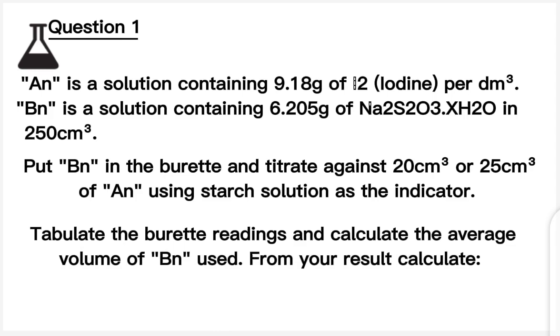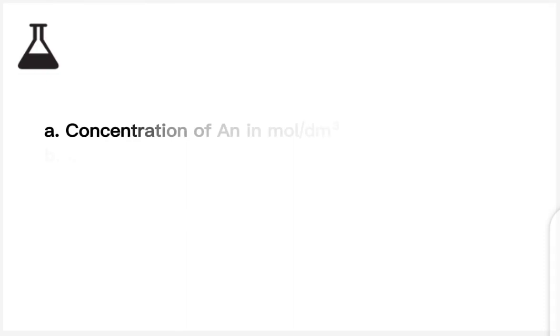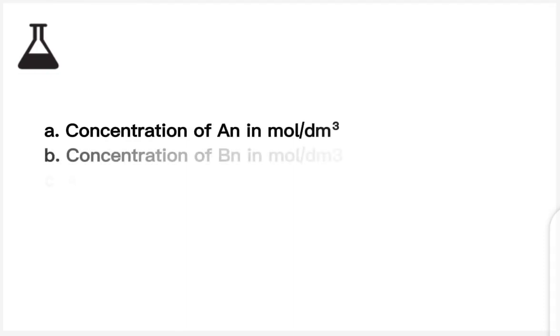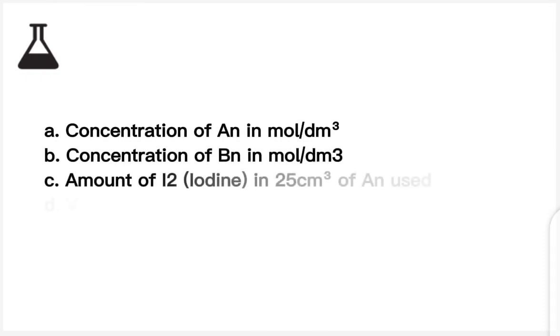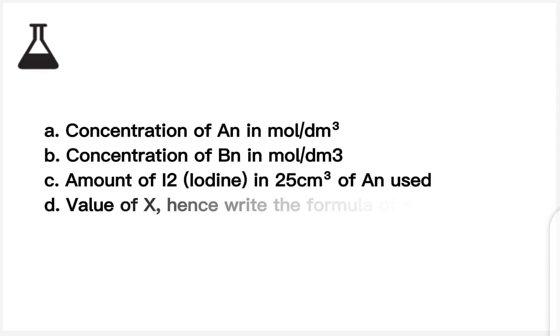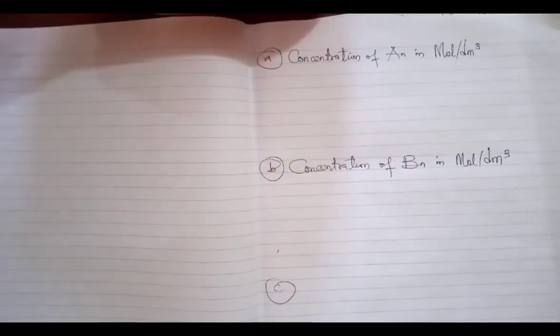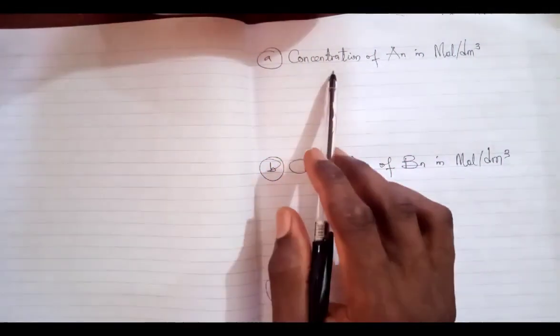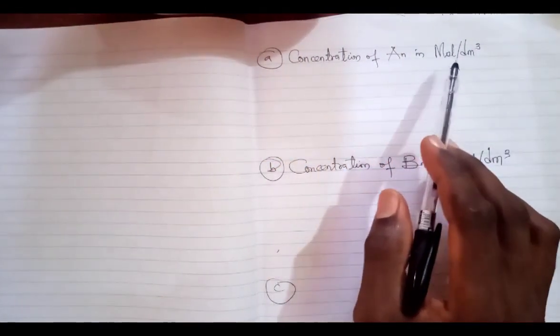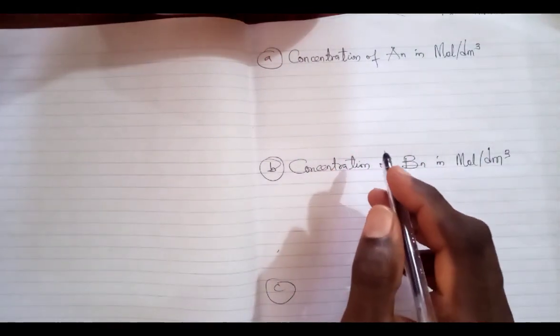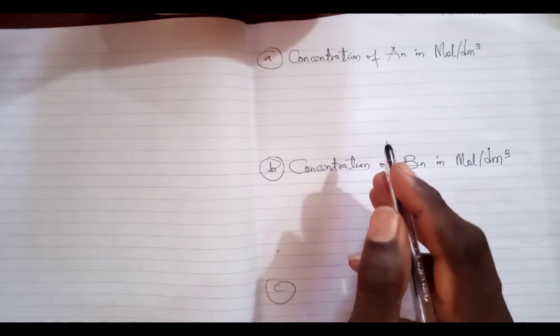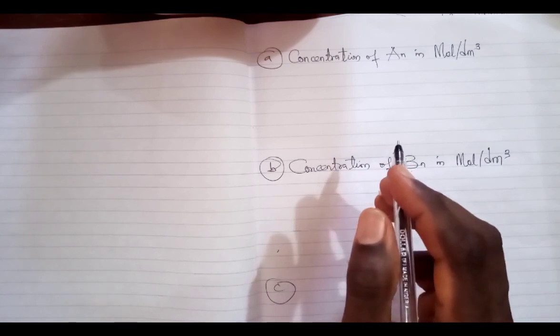From your result, calculate A, concentration of AN in mole per dm cube, B, concentration of BN in mole per dm cube, C, amount of iodine in 25 cm cube of AN used, and D, the value of X, which is the water of crystallization. Then hence, write the formula of sodium thiosulfate as hydrate. Alright, over to the calculation. The first question says calculate the concentration of AN in mole per dm cube, which is the concentration of iodine, and the question says AN is a solution containing 9.18 grams of iodine per dm cube.